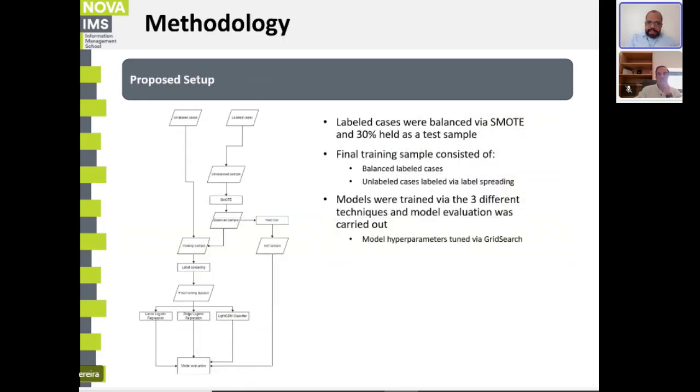In terms of the proposed setup, as I mentioned, we have labeled cases, the 417, and the unlabeled cases, and then basically we had the whole process to get to the final model. The labeled cases are unbalanced. They were balanced via SMOTE. Then I separate a 30% holdout sample to test the results. Then the rest I put in the training sample. I use label spreading to assign labels to unlabeled cases. And then I finally train the model with the two versions of the logistic regression and the LightGBM classifier.